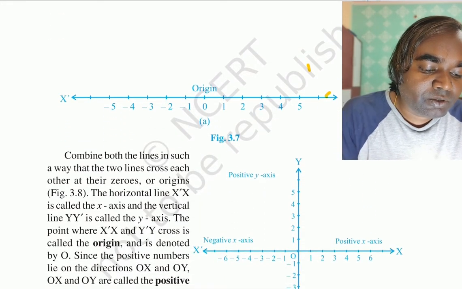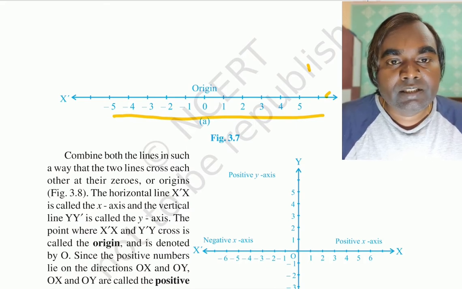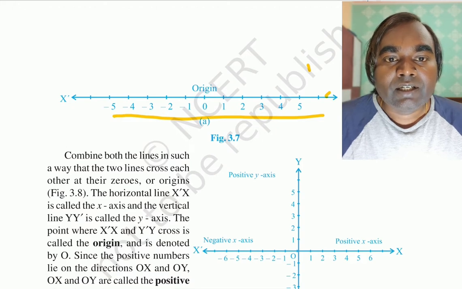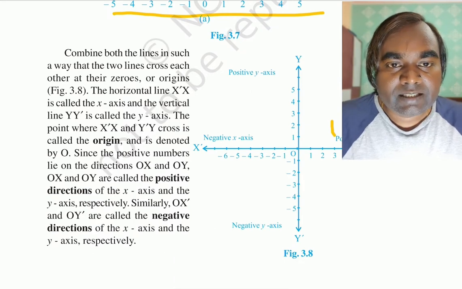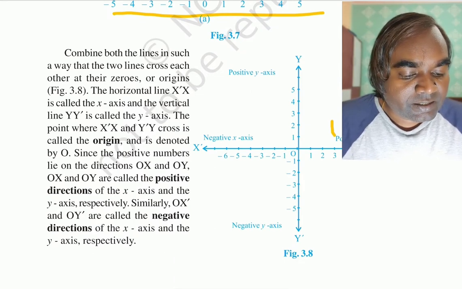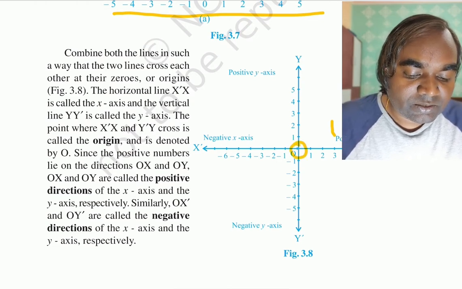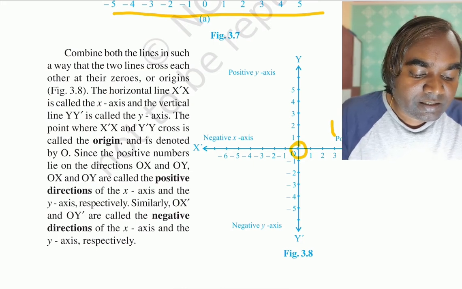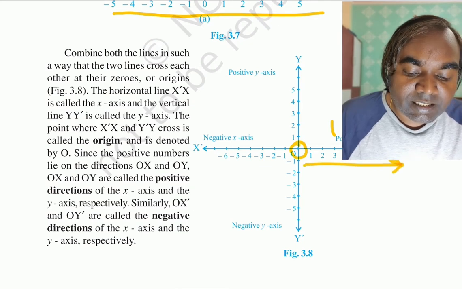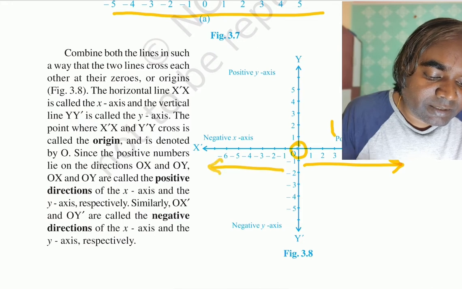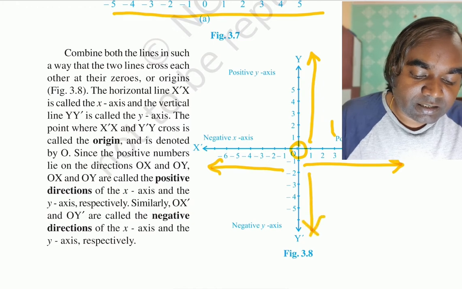So we locate all the points on the number lines, and with the help of this you can locate any point on the plane. The point where x prime x and y prime y cut across each other is called the origin. So this is the origin, and this is the positive direction of the x-axis, and this is the negative direction of the x-axis. This is the positive direction of the y-axis, and this is the negative direction of the y-axis.